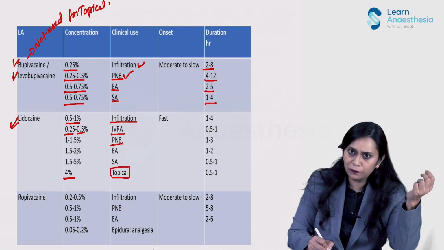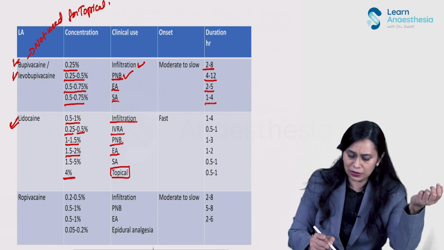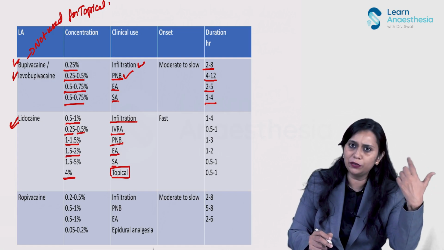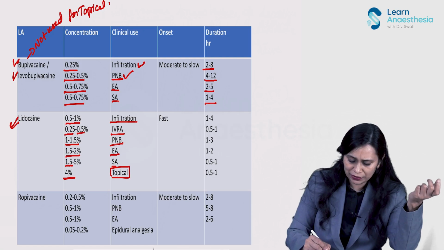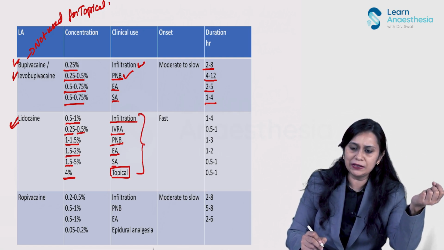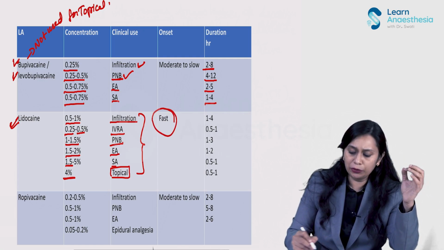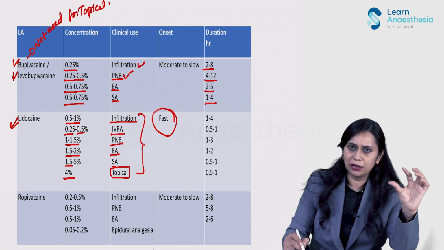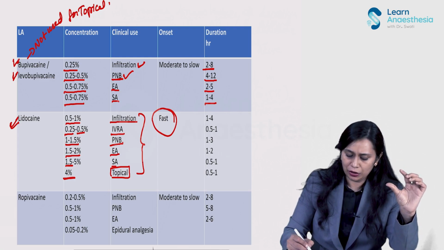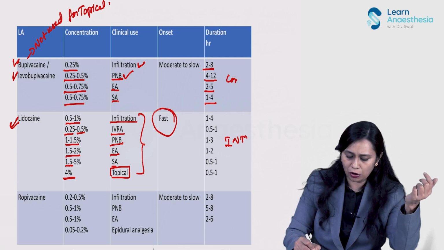For peripheral nerve block, lidocaine 1 to 1.5% concentration, for epidural 1.5 to 2%, and for spinal 1.5 to 5% concentration is used. So basically lidocaine is used for all the different types of regional anesthesia, and the lidocaine onset is pretty fast, duration is moderate, it is intermediate duration. So duration is intermediate or moderate. Bupivacaine has a longer duration.